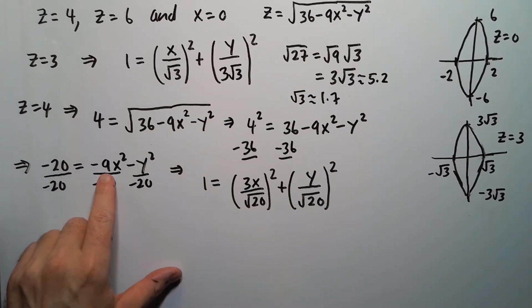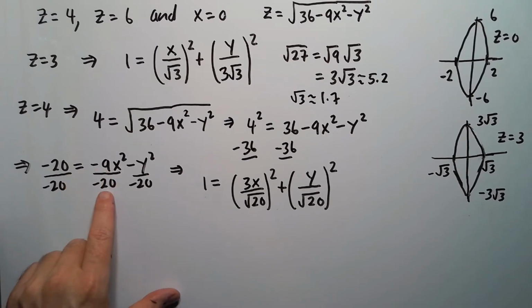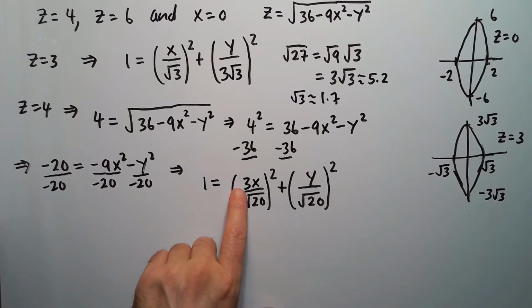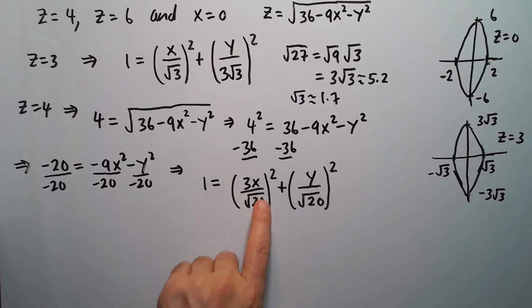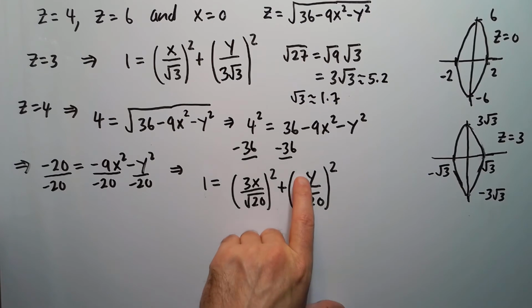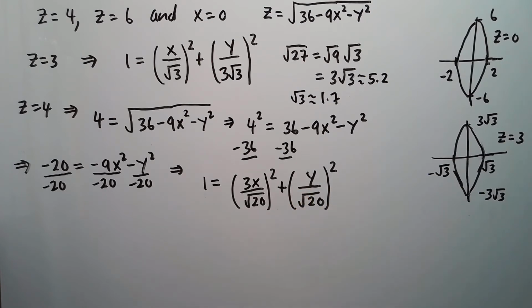Now the 9 you can write as 3 squared, and 20 you can write as the square root of 20 squared. So pretty much this can be written as 3x divided by square root of 20, squared, and this can be written as y over square root of 20, squared. Then we can bring this 3 down below the square root of 20 here. So let's do that.